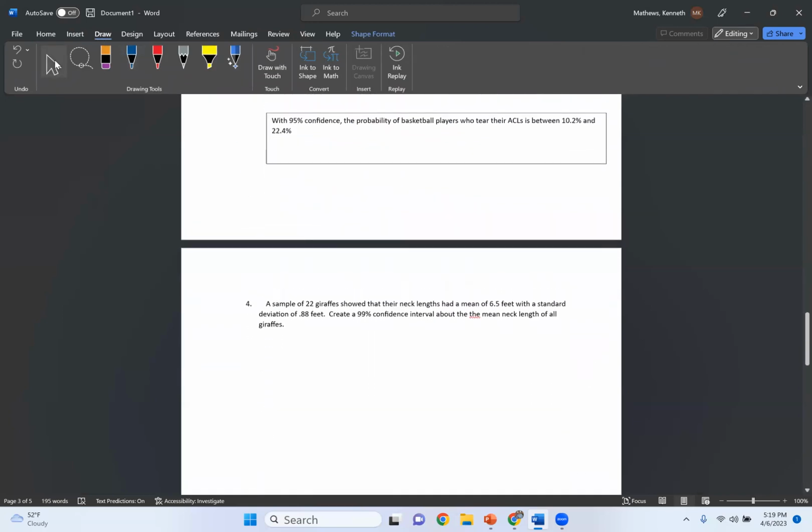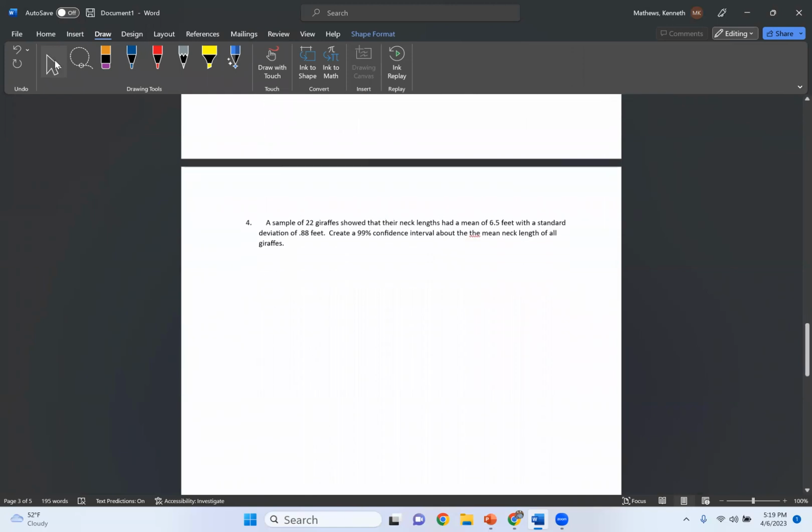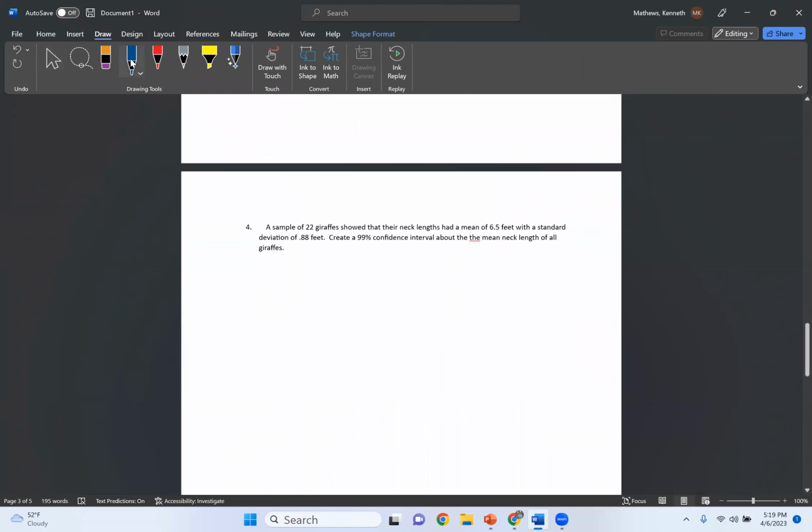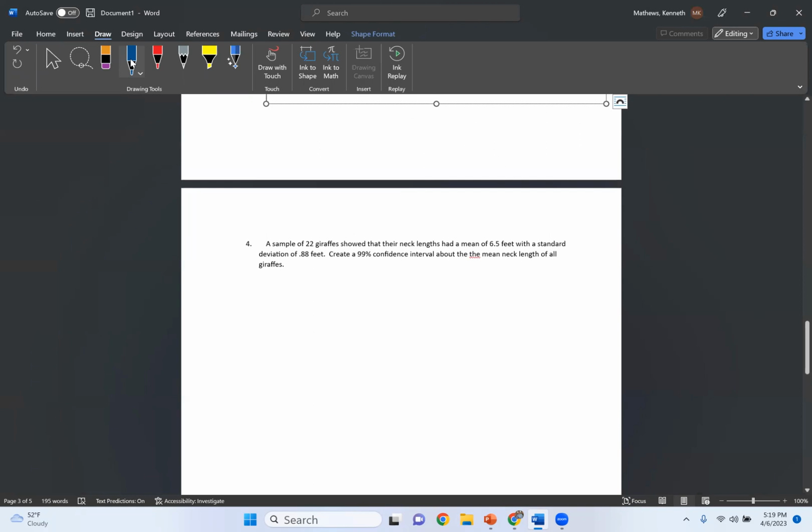Okay, next one. A sample of 22 giraffes showed that their neck length had a mean of 6.5 feet and a standard deviation of 0.22. Create a 99% confidence interval about the mean neck length of all giraffes. All right, so we have X bar.